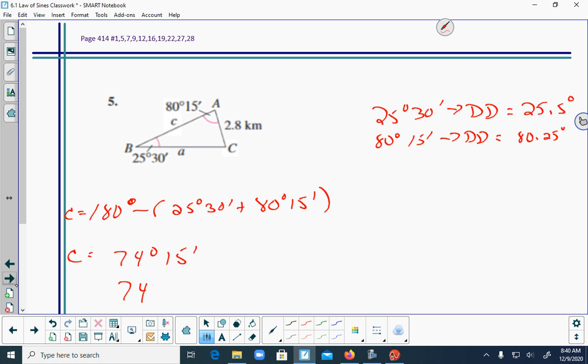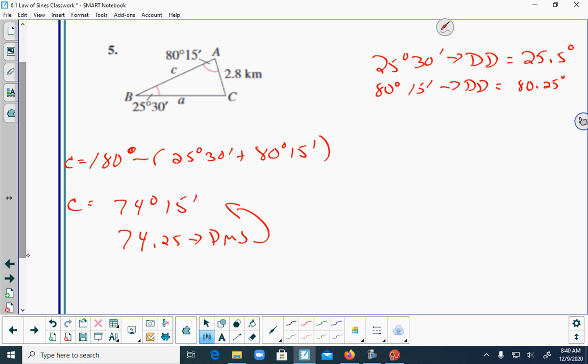You get 74.25. Change that to degrees minutes seconds, and you'll get that 74 degrees 15 minutes. You should stay consistent with however they give you the problem. So I have angle C as being 74 degrees 15 minutes.